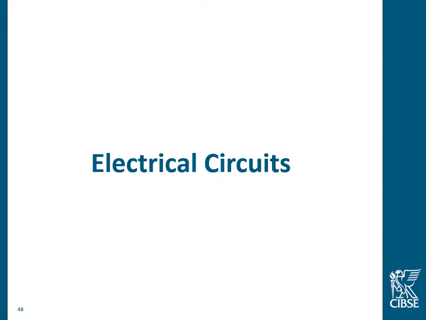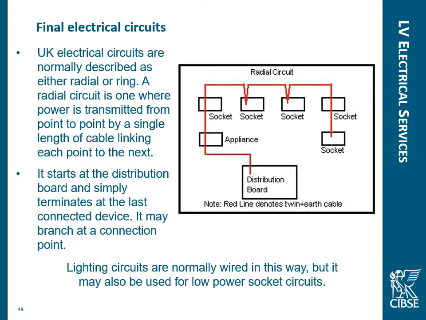So the electrical circuits leave the distribution board and run around our building. Quite a few years ago, we used to use what we called radial circuits. These were circuits or wire that left the distribution board, went round the sockets and appliances and ended up at the last socket. The problem was, when we started to use larger demand on our sockets, by things like photocopiers and servers, by the time it got to the last socket, there was very little electricity left, so it sort of ran out of power.